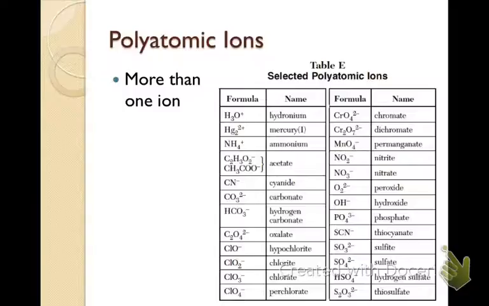Some other ions we have are called polyatomic ions. These have more than one atom. That shouldn't be ion, that should be one atom. Or actually, let's make that element.